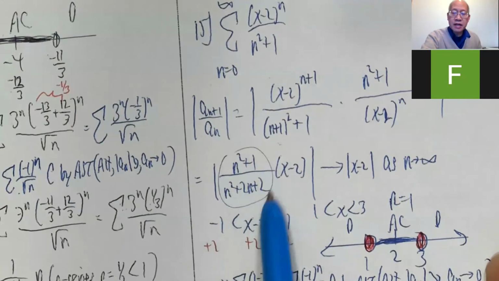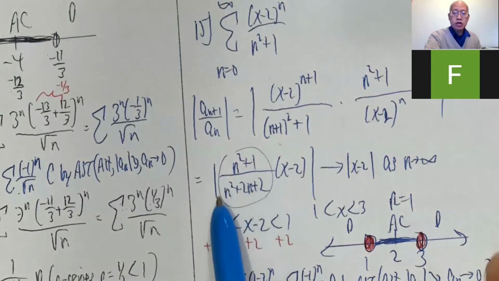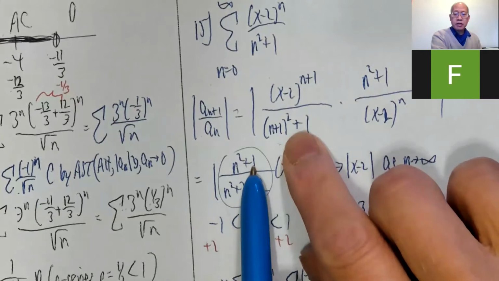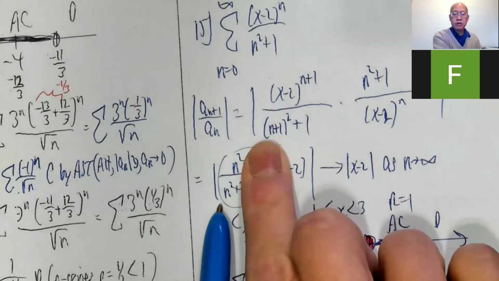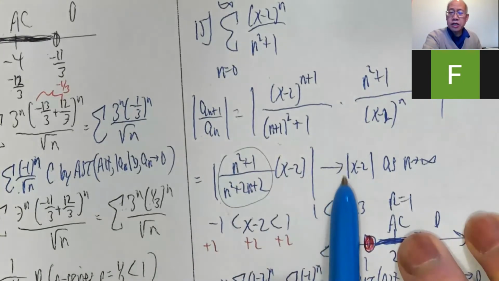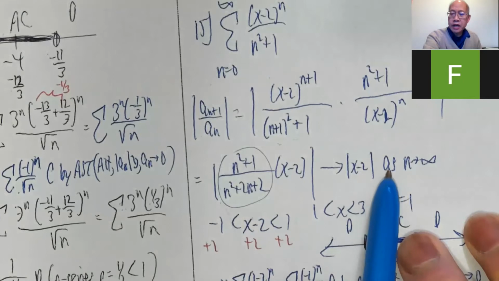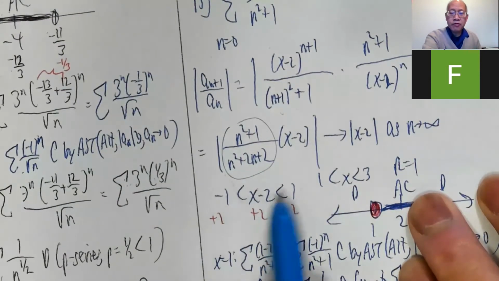And yeah, when you have problems like this, you can just go ahead and say, this limit is 1 as n approaches infinity, right? When n gets super big, the plus 1 is insignificant, the 2n plus 2 is insignificant. It's basically n squared divided by n squared, which is 1. Okay, times x minus 2. So this approaches the absolute value of x minus 2 as n approaches infinity. By the ratio test, when will this converge? Well, when x minus 2 is between negative 1 and 1.